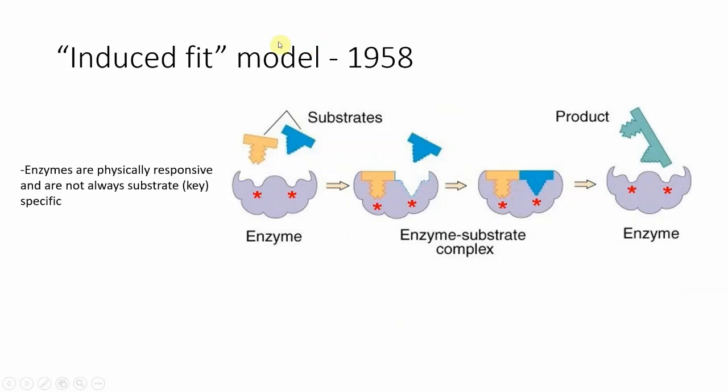The induced fit model came out 60 years ago, and it's a little bit fuzzier around the edges. So rather than have a dedicated lock and a dedicated key, the enzymes are a little bit more reactive or responsive to the substrates. So what I have here is an enzyme. You notice the active sites do not resemble the substrates. So really, the active sites form when the enzyme starts to interact with the substrates. Rather than perpetually having the active sites ready, it does require the interaction between the substrates and the enzyme to form the active sites.